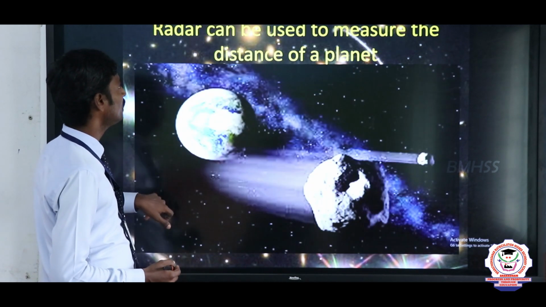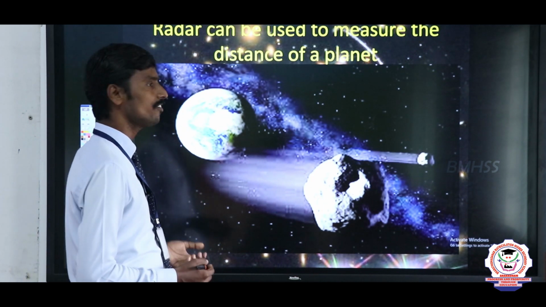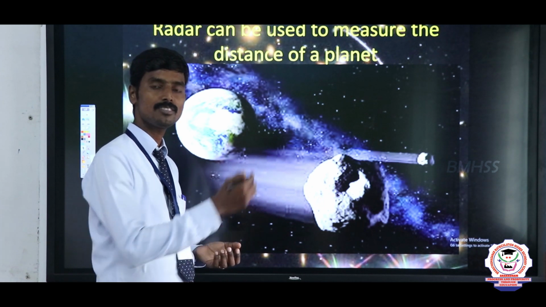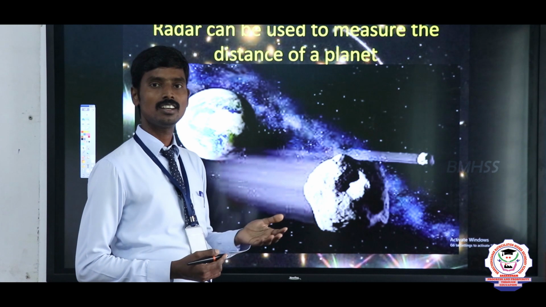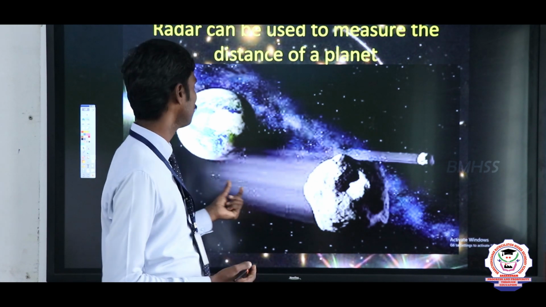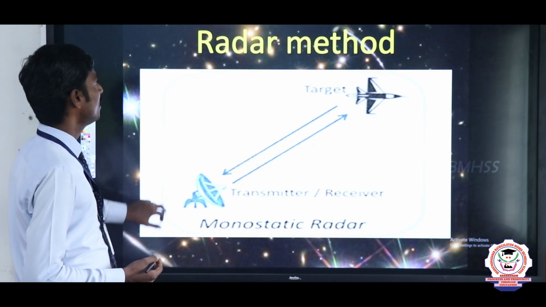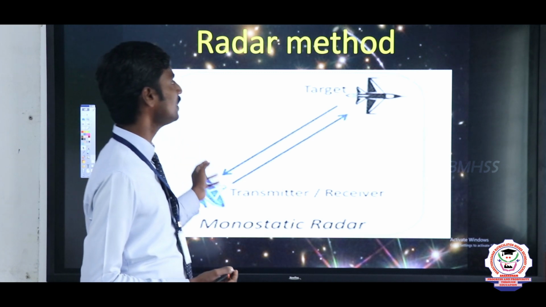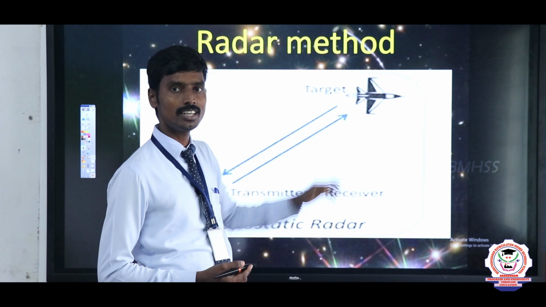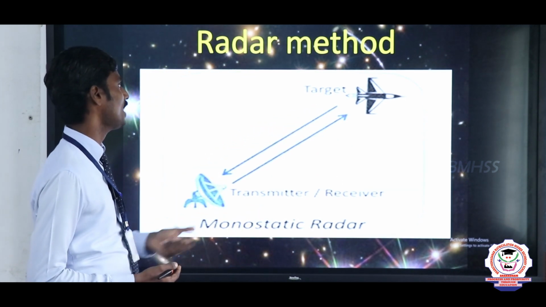So this radar method is used to measure the distance of the nearest planet, which means the distance of Mars, or the distance of the moon from the earth. Okay. So it is one special type of method, the radar method. Next, the radar method can measure the distance of any target material, which means any target planet. How to measure the distance of the planet?